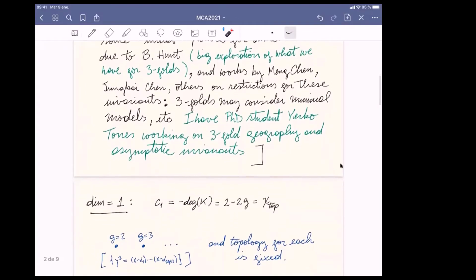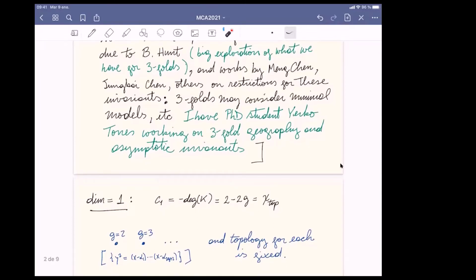So let me recall you the dimension 1, which is trivial. So in dimension 1, you have C1, the only Chern number, and that is minus the degree of canonical class. So as you know, 2 minus 2g, which is the topological Euler number for these compact Riemann surfaces. And so you can think about it as just the genus. So general type means genus bigger or equal than 2. And then the geography is very simple.